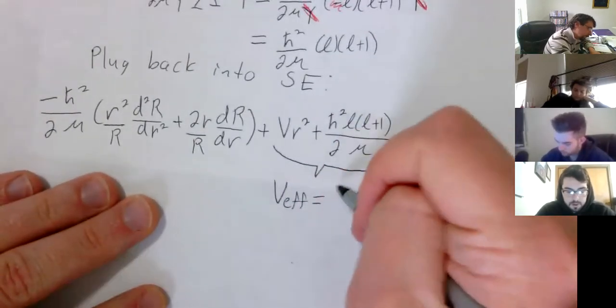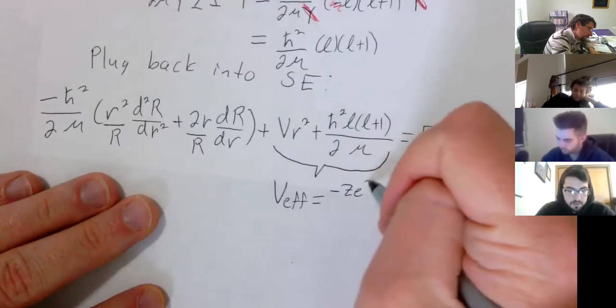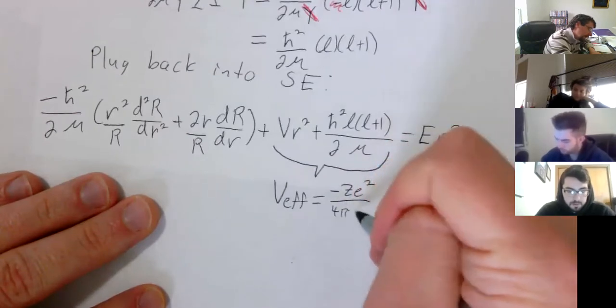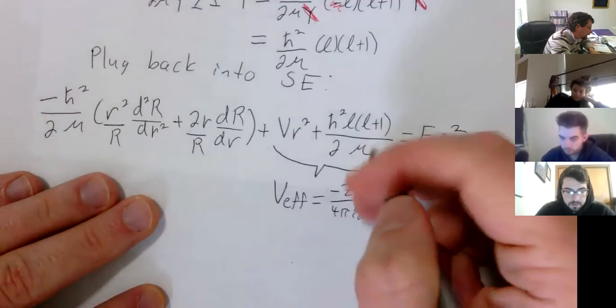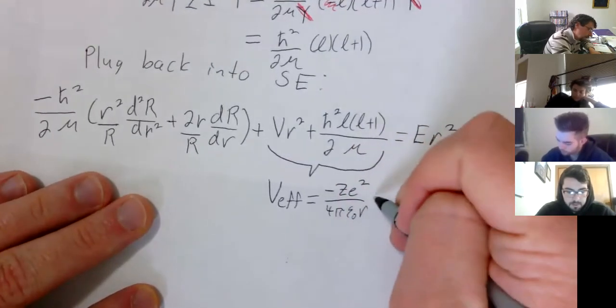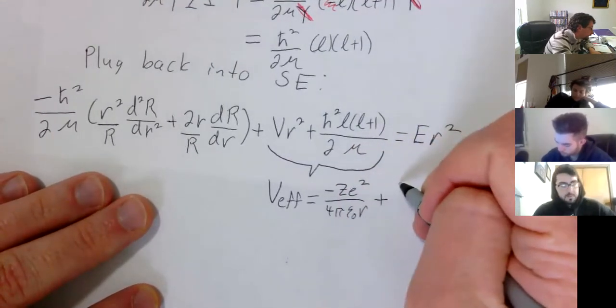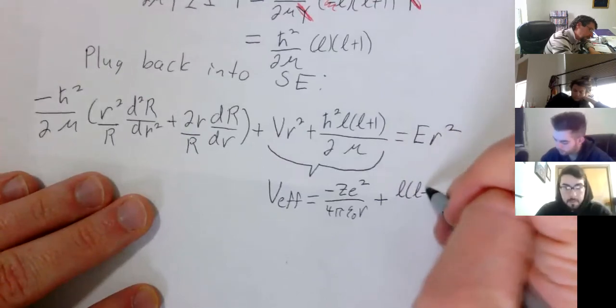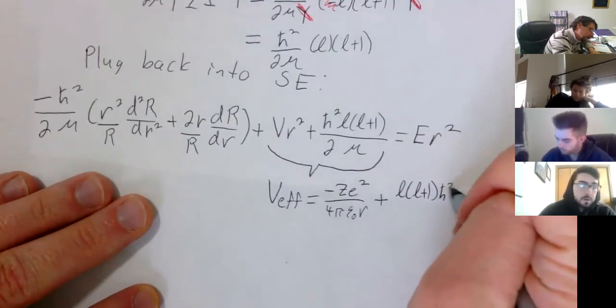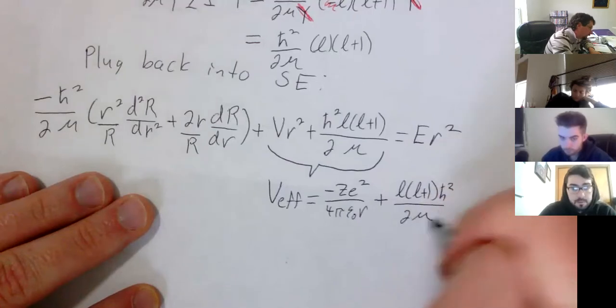And we say that's equal to negative Z e squared over 4 pi epsilon naught r, plus l times (l plus 1) h bar squared over 2 mu.